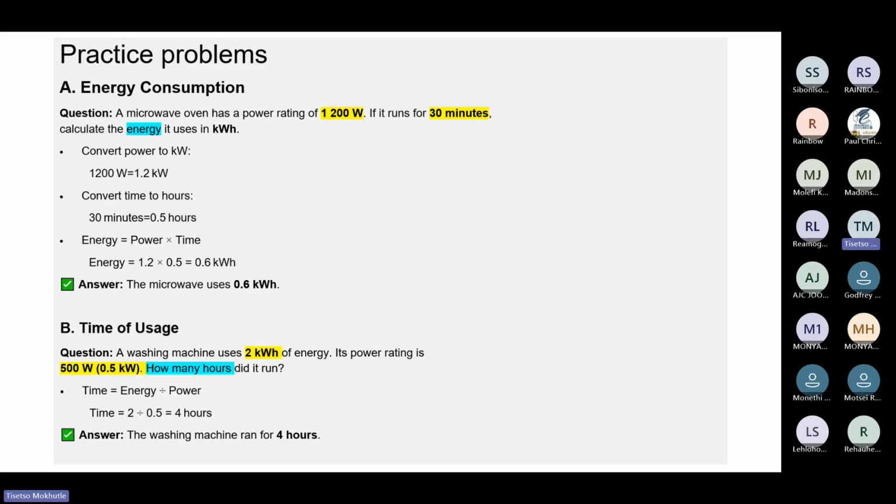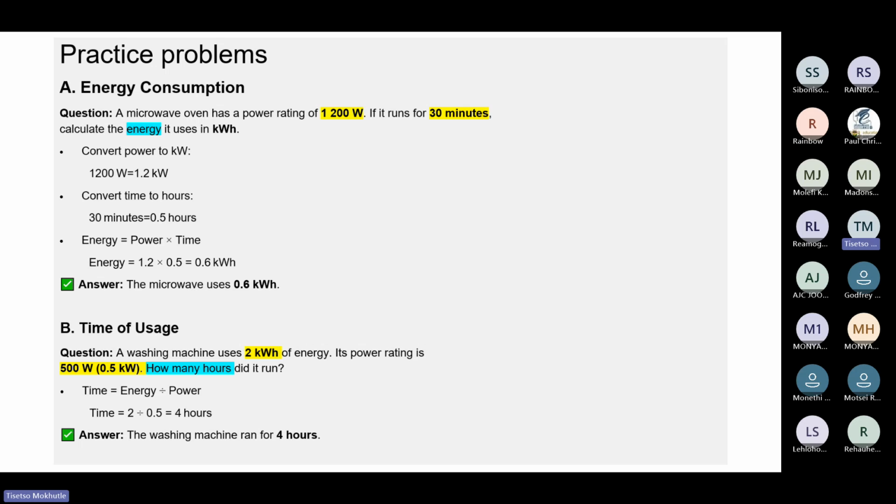Now let me come to the different ways of the question being asked. It can be asked where you only have to calculate the energy, and it's straightforward when it's like that. An example here, it says a microwave oven has a power rating of 1,200 watts. It runs for 30 minutes. And straightforwardly, it says calculate energy.